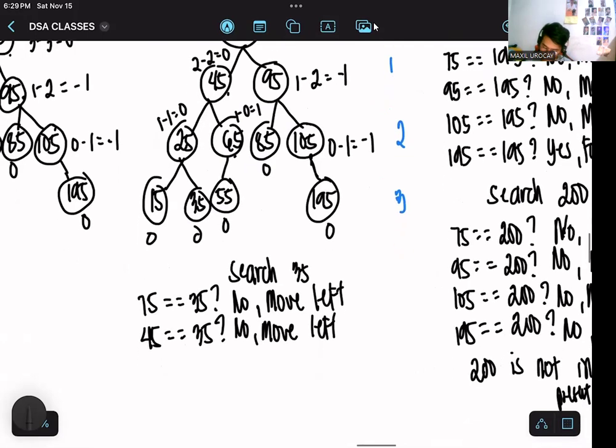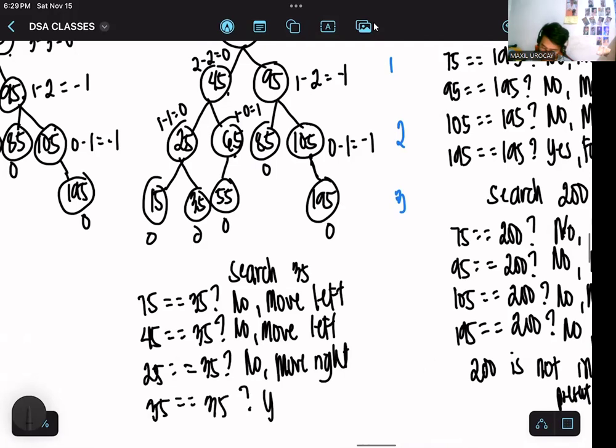By moving left, there is 25. Since 25 is less than 35, we have to move right. By moving right, there is 35. Is it equal to 35? Yes. So where can we find it? Found at level 3 still.